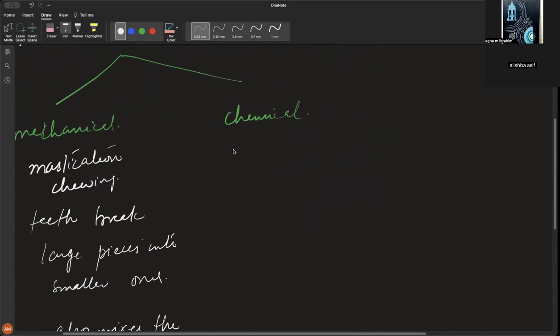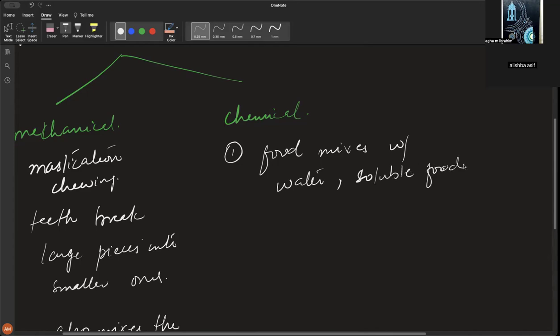Number one, food mixes with water, soluble food particles start to dissolve, especially for the taste. This is where the taste comes in. Those food particles are absorbed and upon different receptors on the tongue, it provides you with the taste, right?